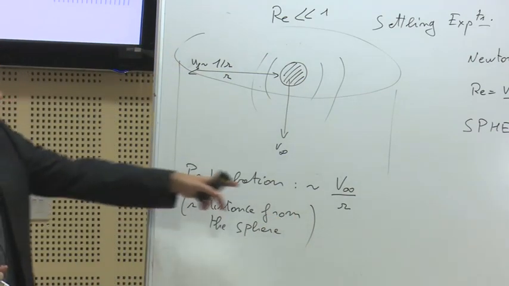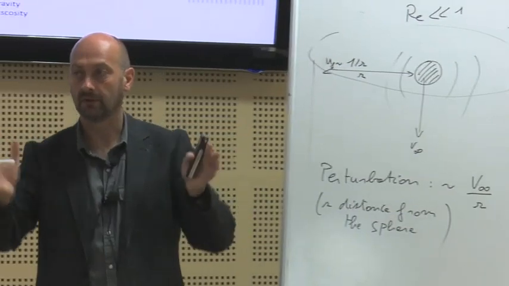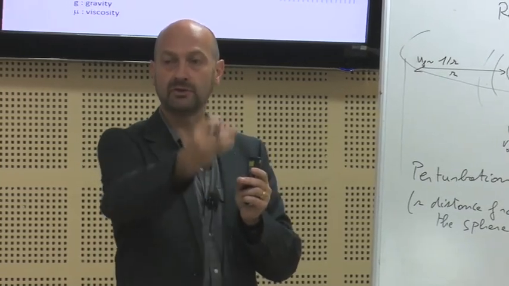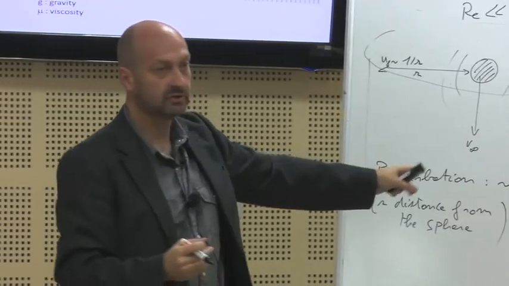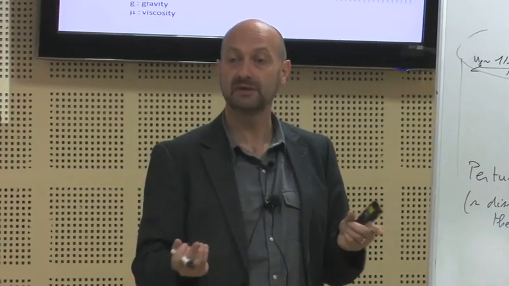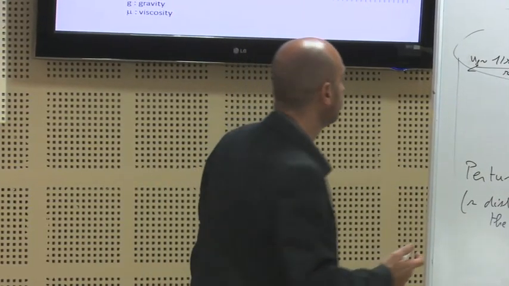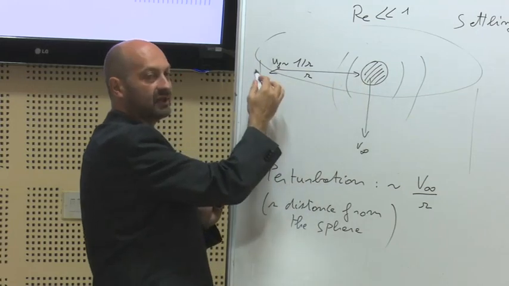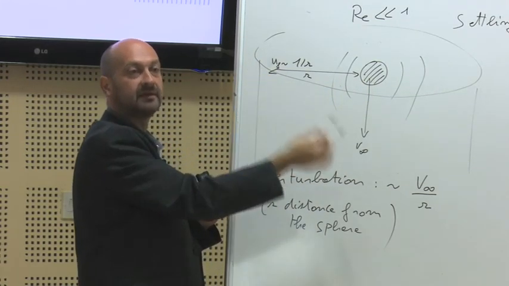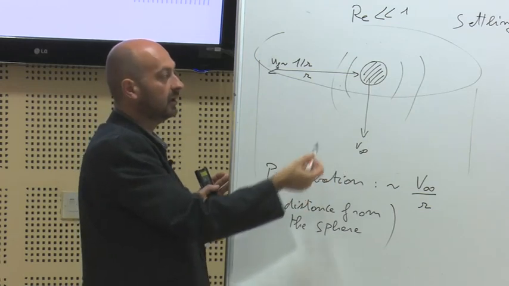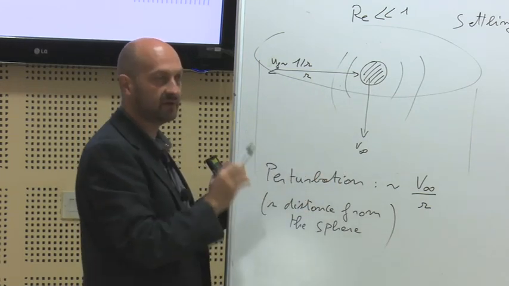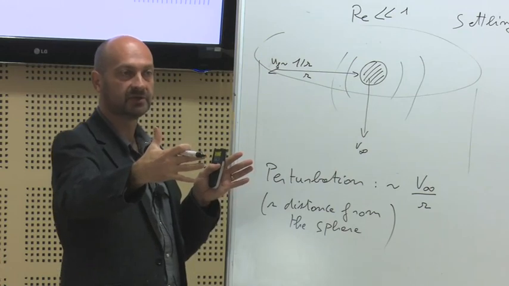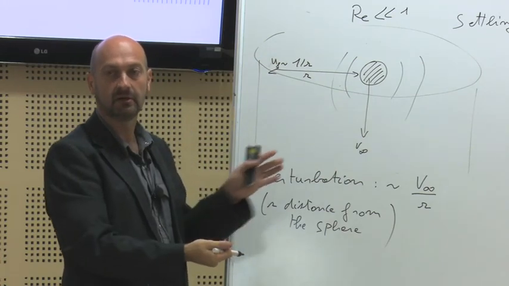Okay? So what does it mean? It means if the walls of your tank are at 10 radii, then the perturbation will be 1 over 10. So it will be 10%. Okay, so it means if the sphere is settling in a tank which is only at 10 radii, the sphere is going to experience the resistance of the wall by 10%. Okay, so it means even if the Reynolds number is very low, and your sphere is very spherical, you will not get the estimate of Stokes because you have the walls which are going to decrease the settling speed by at least 10%.